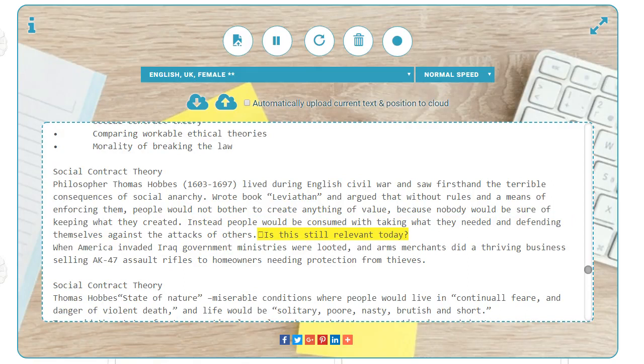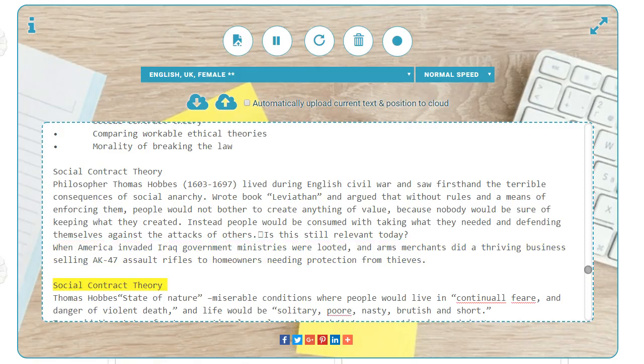Is this still relevant today? When America invaded Iraq, government ministries were looted, and arms merchants did a thriving business selling AK-47 assault rifles to homeowners needing protection from thieves.